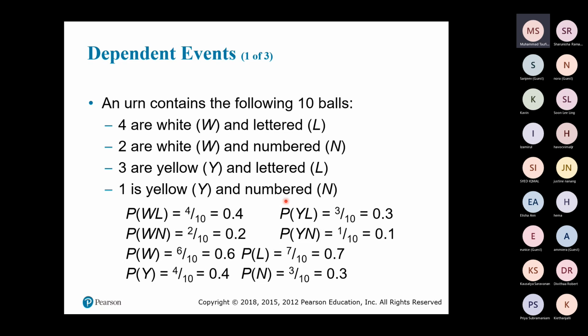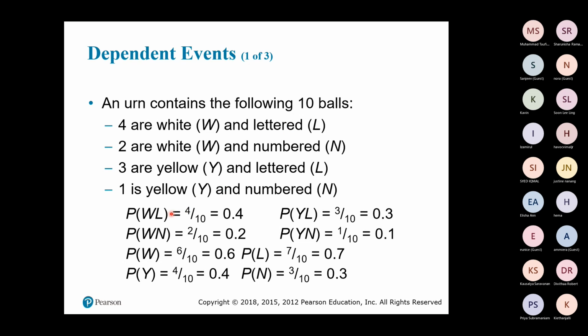The third one is yellow ball and lettered, and the fourth one is yellow ball and numbered. So we have four different balls in the bucket. What is the probability of you getting a white ball and lettered? White and lettered is 4 balls, and the total is 10 balls in the bucket.